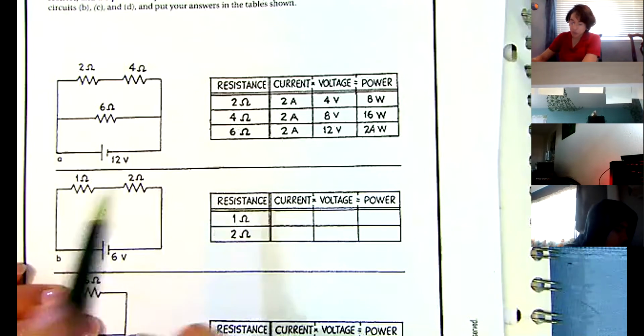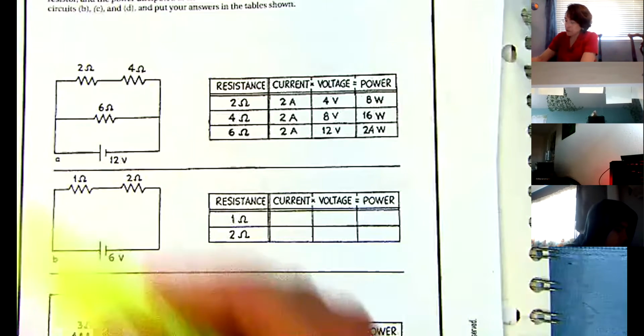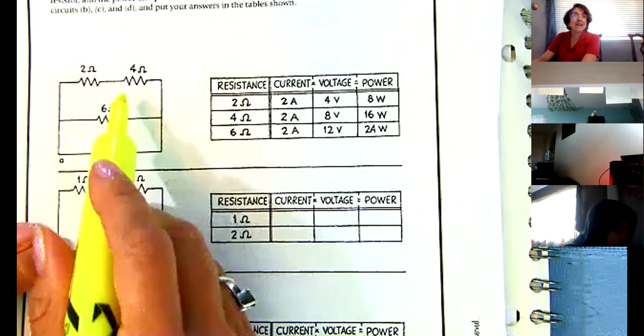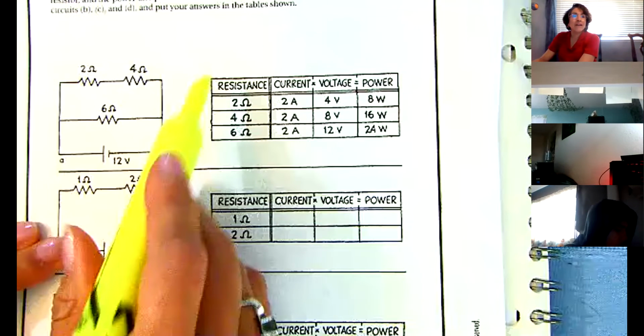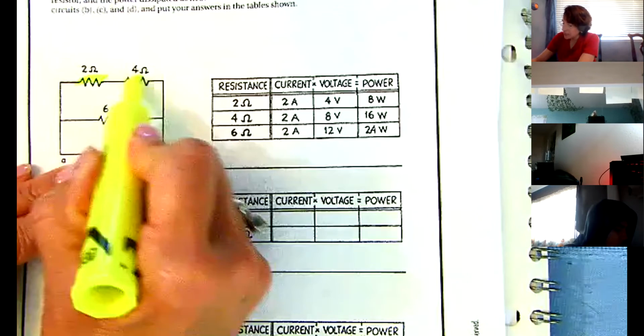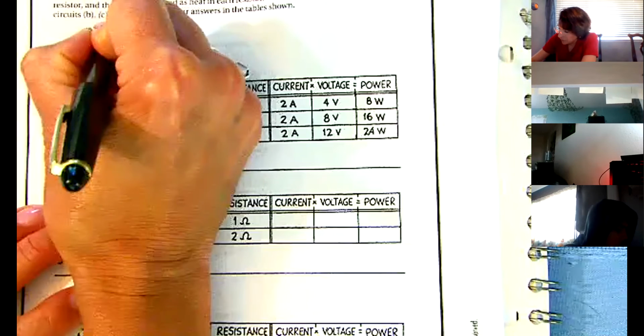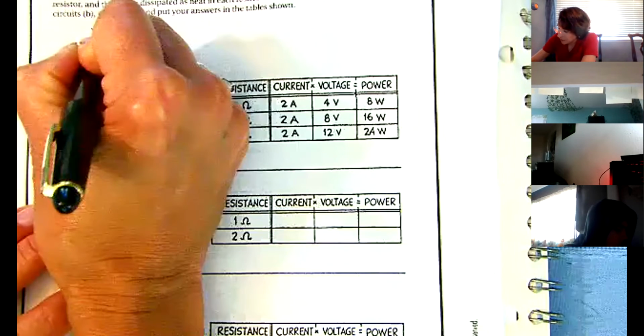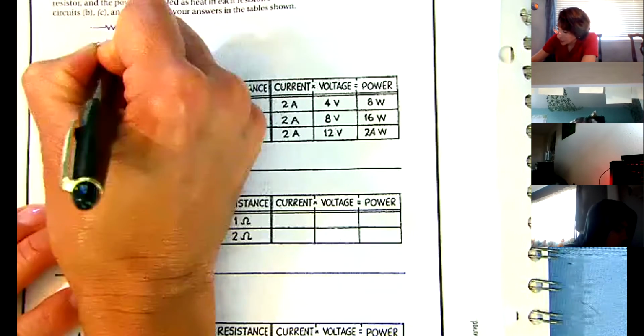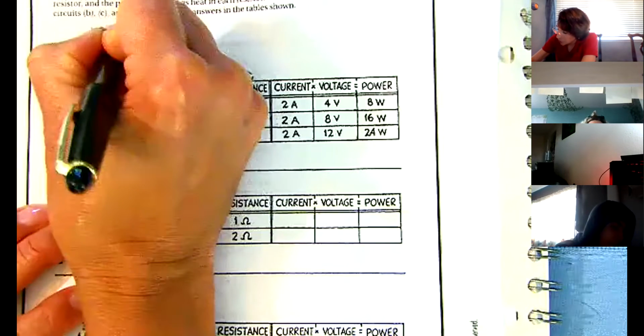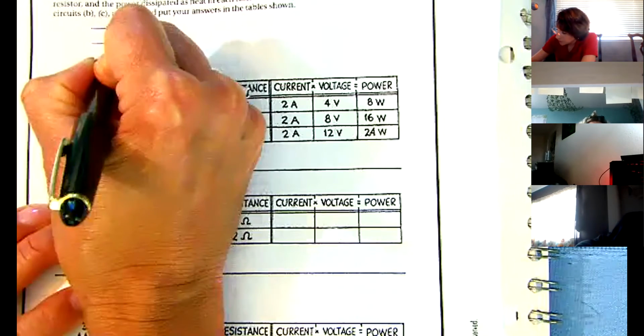What do you see first? Let's break it down. Oh, I see 2 and 4 in series. Muy bien. 2 and 4 in series. What happens when they're in series then? You just add them up. What would it be then? 6. Okay, so I got 6 ohms here, 6 ohms here, and I have a 12-volt battery.